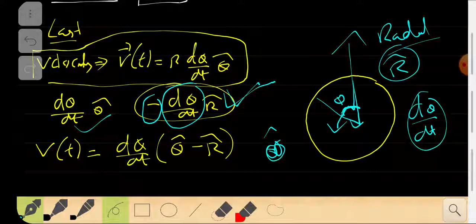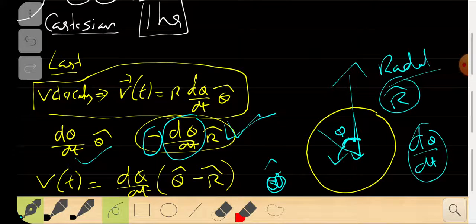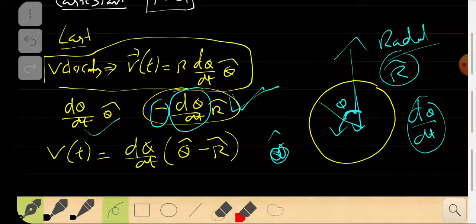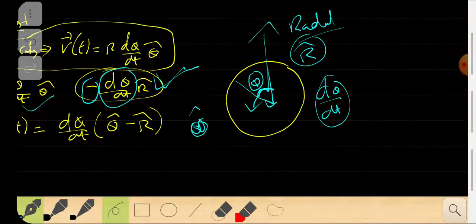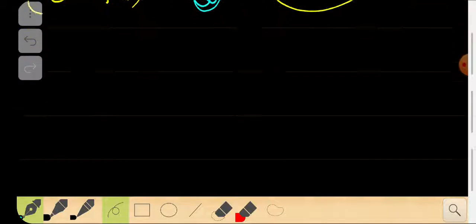So it is actually very much compliant with the intuition that we have. We think that if the radial component has to be dominant, then the theta component has to be smaller. So in other words, I want to make a point here.